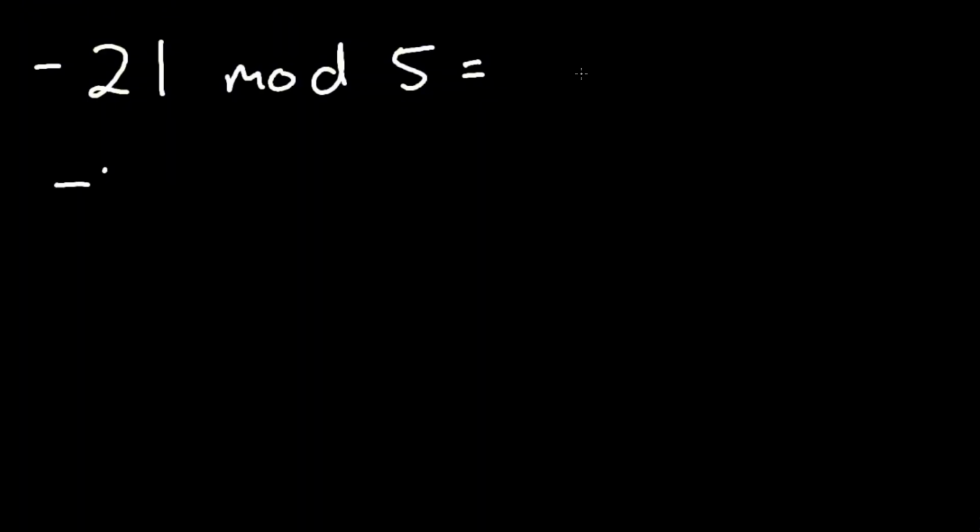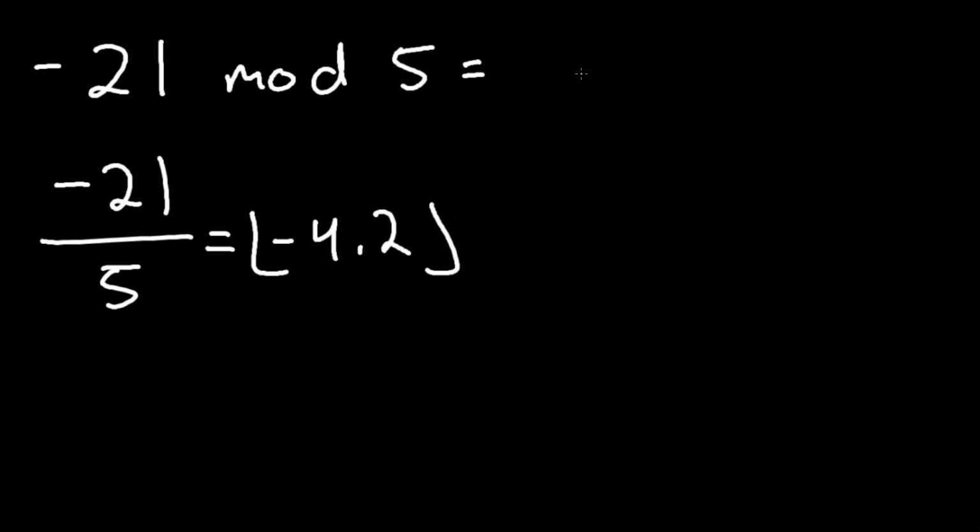Let's go ahead and calculate the mod of this. So we have negative 21 divided by 5. This is negative 4.2. And remember, we want to floor this. Flooring for negative numbers doesn't just remove the decimal place, it brings it down in value. So if we bring this number down to the nearest integer, you get negative 5.